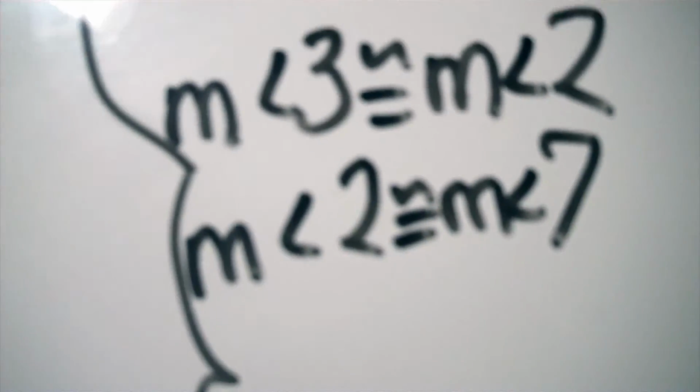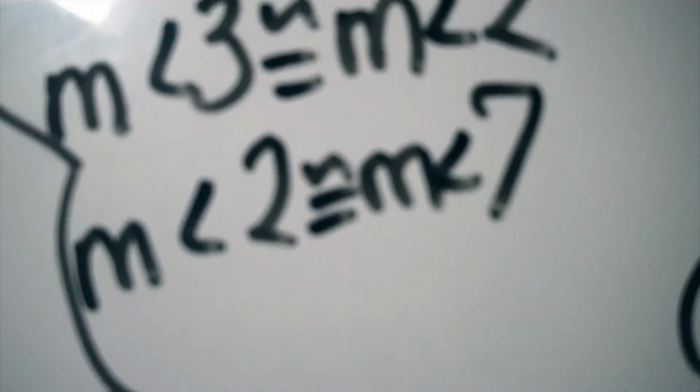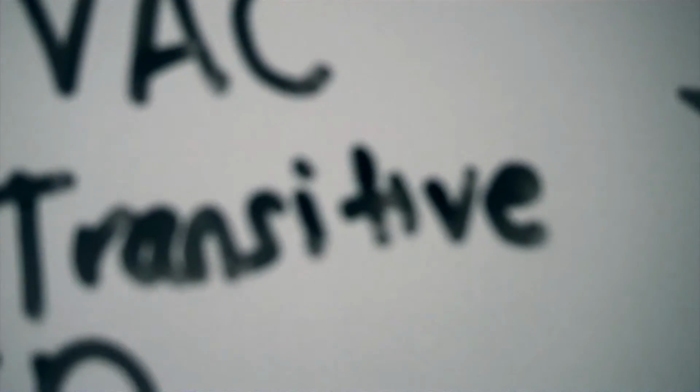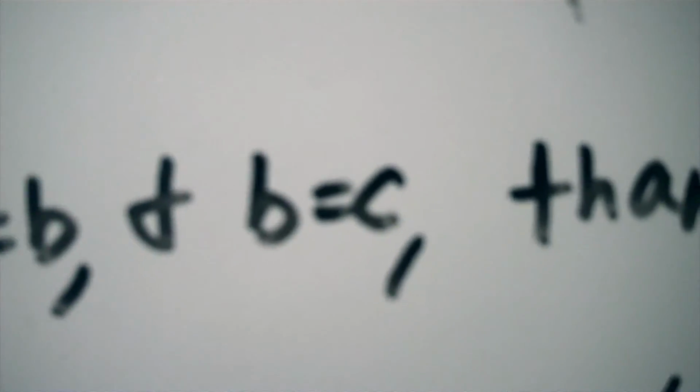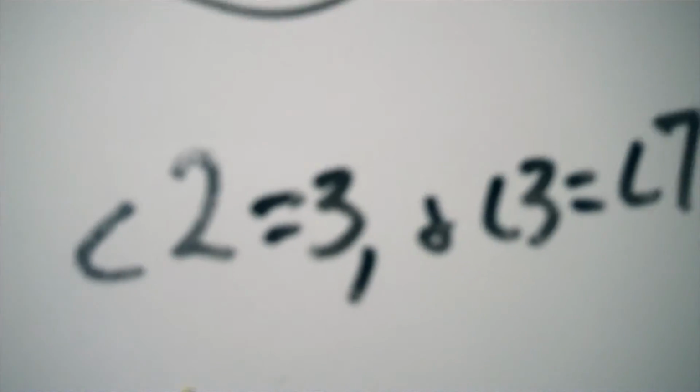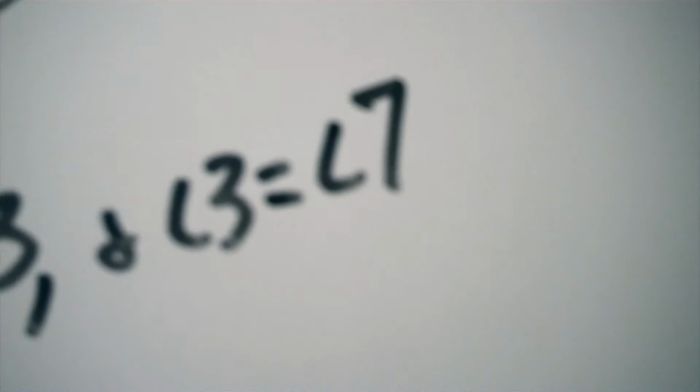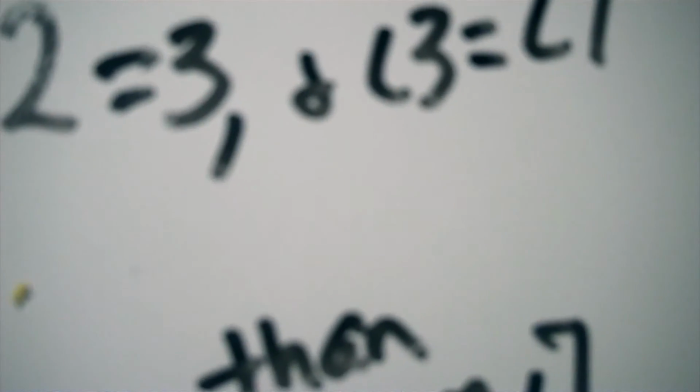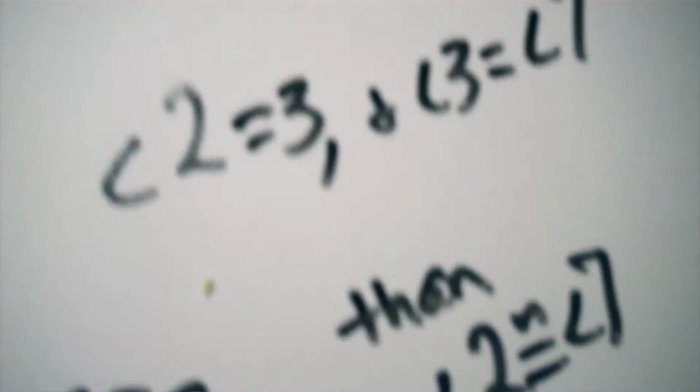And after we came to that decision, we could finally say that the measure of angle 2 is congruent to the measure of angle 7 because of the transitive property, which states that if A equals B and B equals C, then A equals C. And we proved that if the measure of angle 2 equals 3 and the measure of angle 3 equals the measure of angle 7, then the measure of angle 2 is congruent to angle 7.